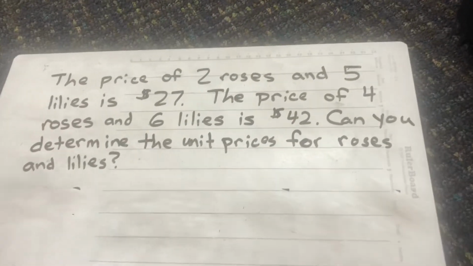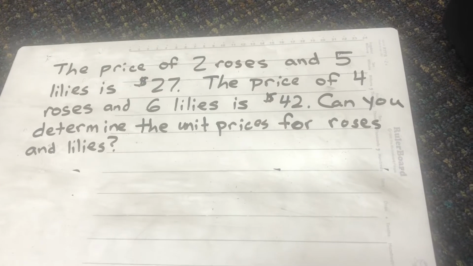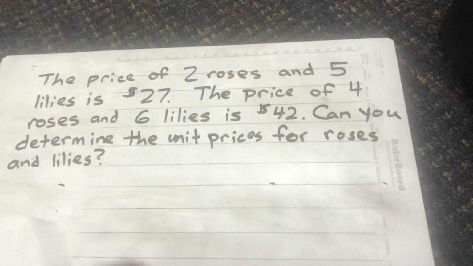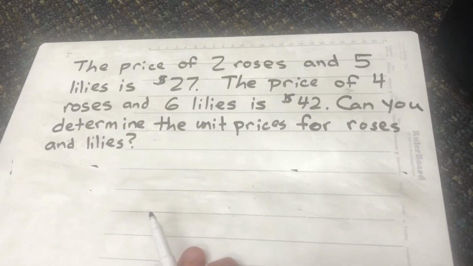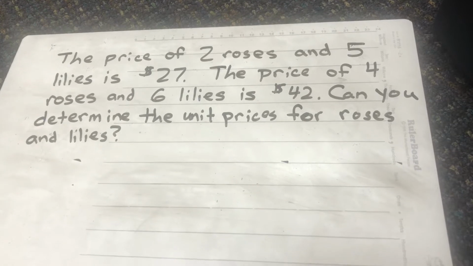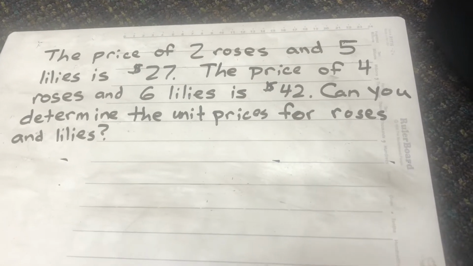Now, this next one, the price of 2 roses and 5 lilies is $27. The price of 4 roses and 6 lilies is $42. Can you determine the unit prices for roses and lilies? Well, first of all, when it's talking about unit price, it's always out of 1.